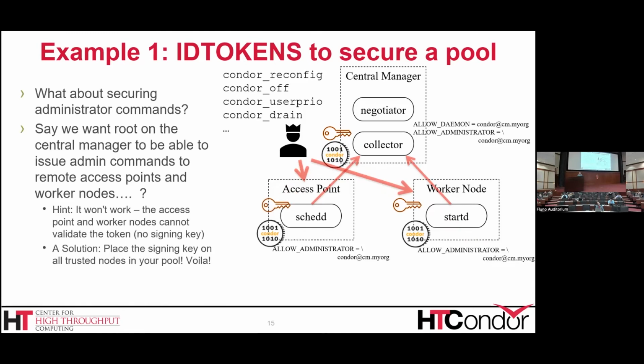So what we can do is take this signing key from the central manager and copy it out to the trusted nodes in our pool, readable and writable only by root. And now the administrator commands would work from the central manager or any other node in the pool. If I sudo to root and do condor_drain to a given execution point, this token will be picked up and presented to the worker node. The worker node can verify it using the secret key, and everything works.